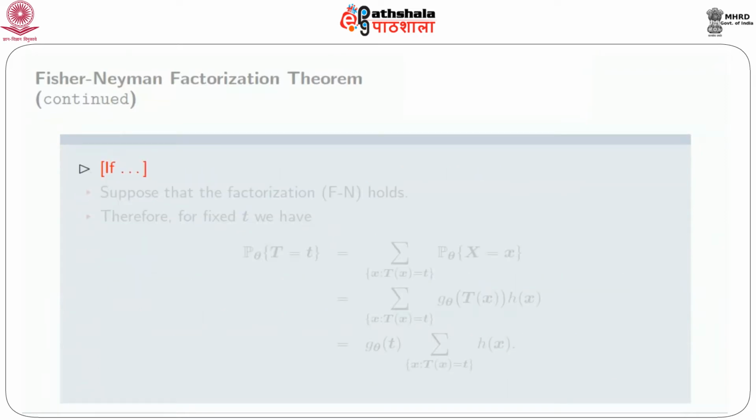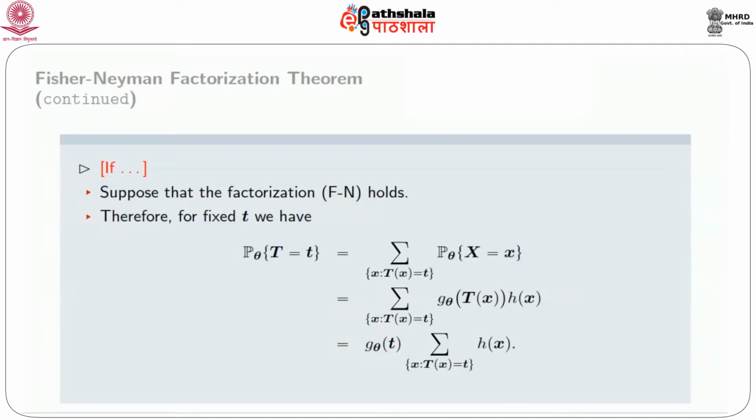Now, we are going to prove the if part of the theorem. Suppose that the factorization holds. Then for any fixed value small t, we have probability under theta of T equals t. This is equal to the summation over those small x for which T(x) equals t, of the probability X equals x. That is, we take the summation over the probability X equals x, and the summation is taken over the set of all x for which T(x) equals t.